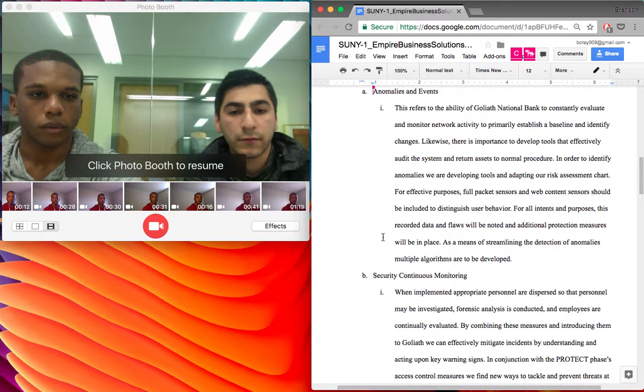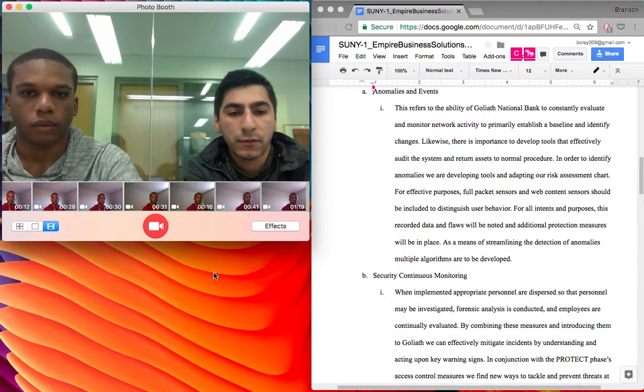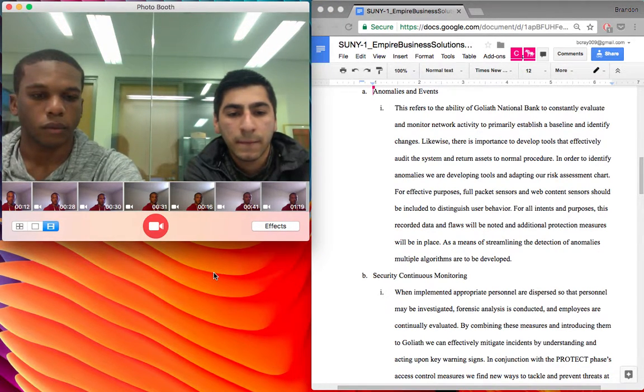For effective purposes, full packet sensors and web content sensors should be included to distinguish user behavior. And for all intents and purposes, this recorded data flaws will be noted and additional protection measures will be in place. As a means of streamlining the detection, multiple algorithms are to be developed.